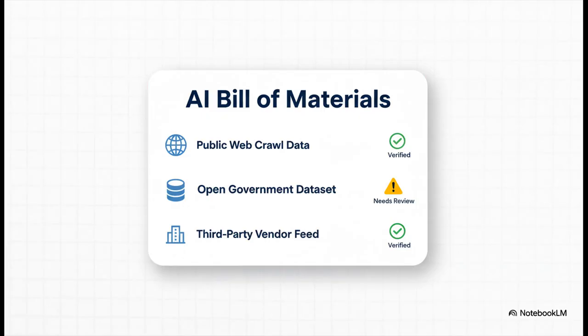Now, if you're wondering where on earth to start with all this, here is a quick win for you. Create a data bill of materials, or what some people call an AI BOM. It's simple, really. Just document all your training data sources, where they came from, and their verification status. This one step provides a level of visibility that most organizations are completely lacking today. And visibility, as we know, is always the first step toward security.